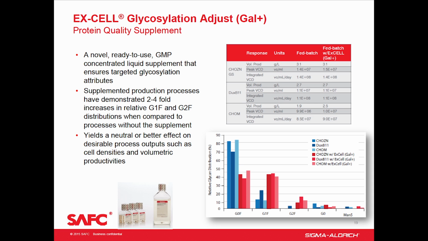If you look at this graph here, you can see we have the chosen in the DUXB11 and CHO-M. If you look at G0 and G2F, basically you don't see any kind of blue lines here. This is the G2F. And all these, after you add it, you get a marked improvement on G2F higher order glycoforms. So the product's available. You should check into it.